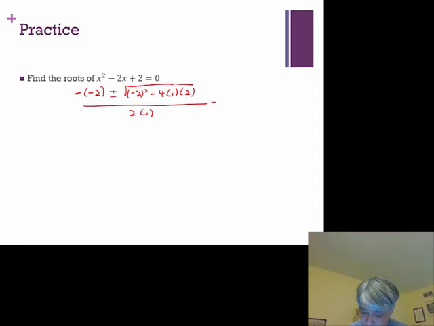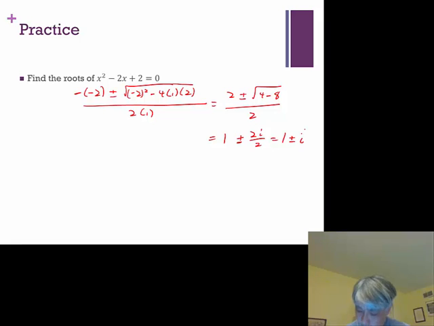Simplifying this becomes 2 plus or minus the square root of 4 minus 4 times 2, which is 8, all over 2, or basically 1 plus or minus the square root of minus 4, which becomes 2i, over 2, or basically 1 plus or minus i.